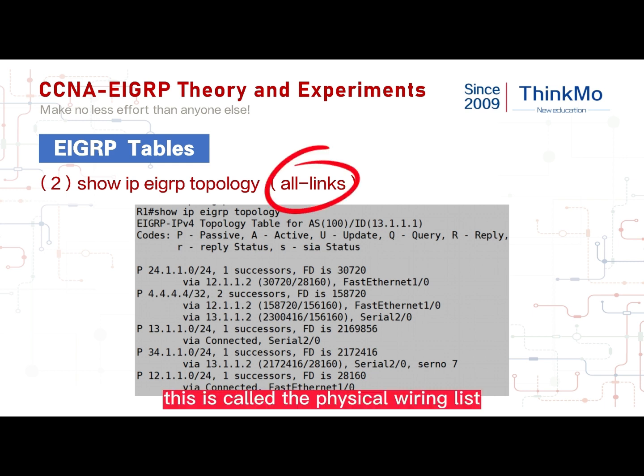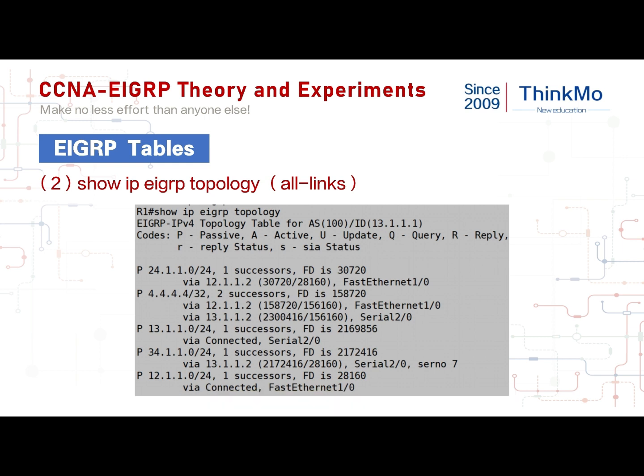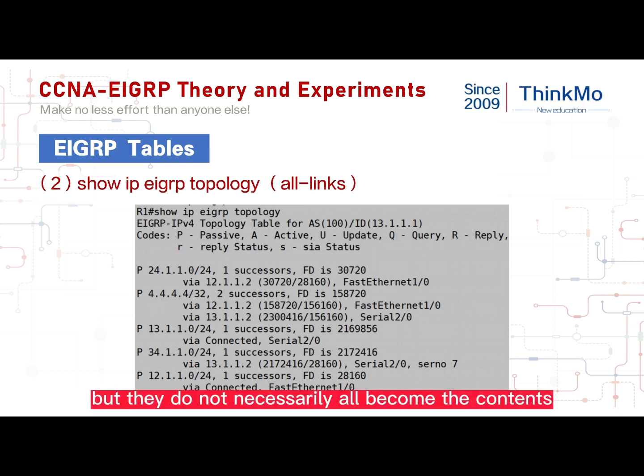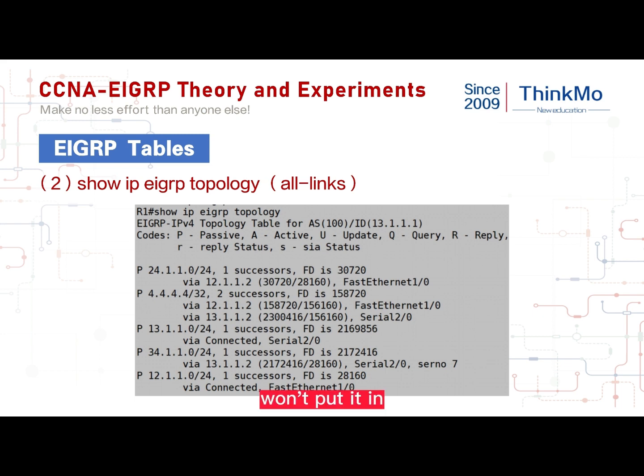This is called the physical wiring list. That is, you can see all the lines. There may be many routes to the destination, but they do not necessarily all become the contents of the topology table. Next hops that do not meet the conditions won't be put in.